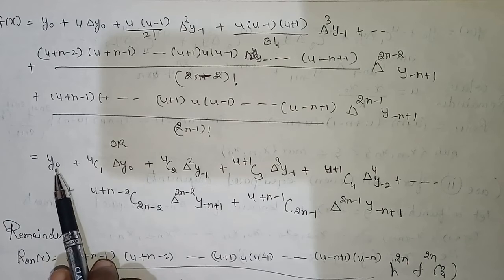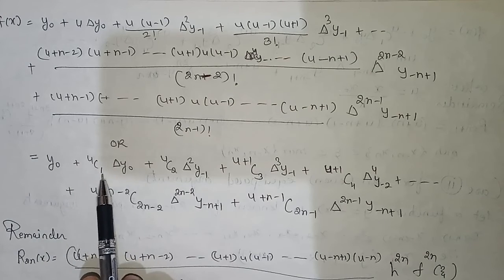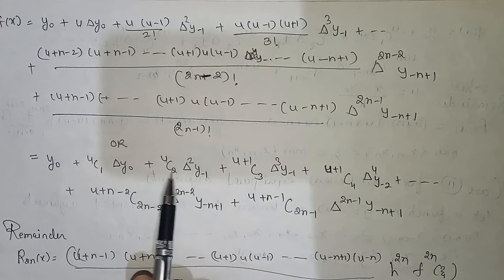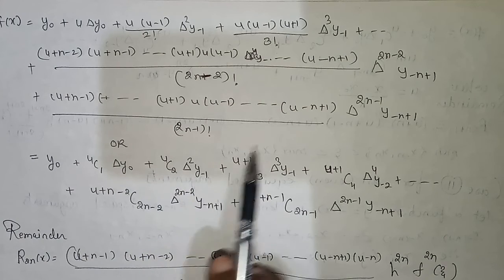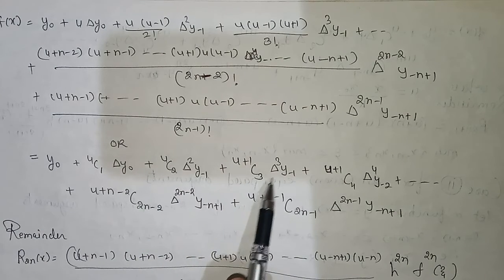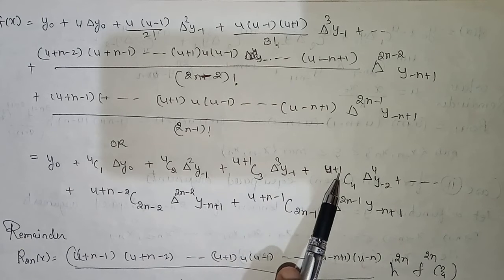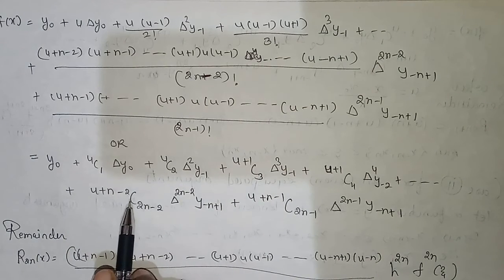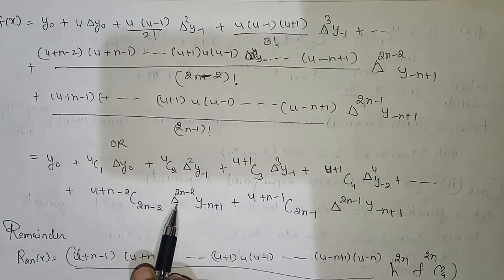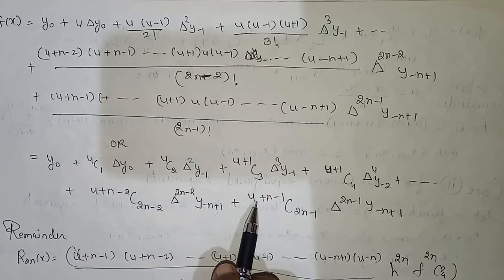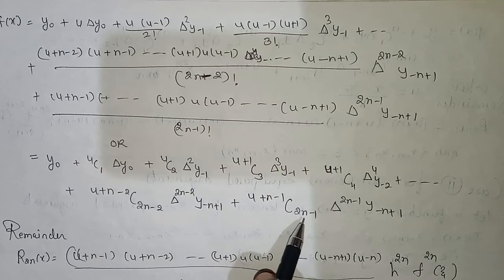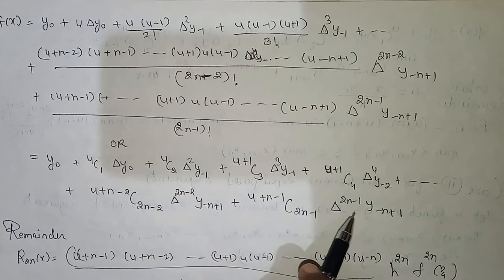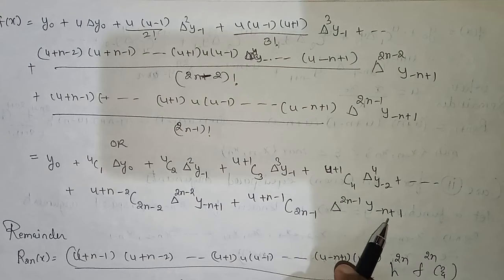Or you can write this in this way also: y naught plus u C1 delta y naught, plus u C2 delta square y minus 1, plus u plus 1 C3 delta cube y minus 1, plus u plus 1 C4 delta raised to 4 y minus 2, and so on, plus u plus n minus 2 C 2n minus 2 delta raised to 2n minus 2 y minus n plus 1, plus u plus n minus 1 C 2n minus 1 delta raised to 2n minus 1 y minus n plus 1.